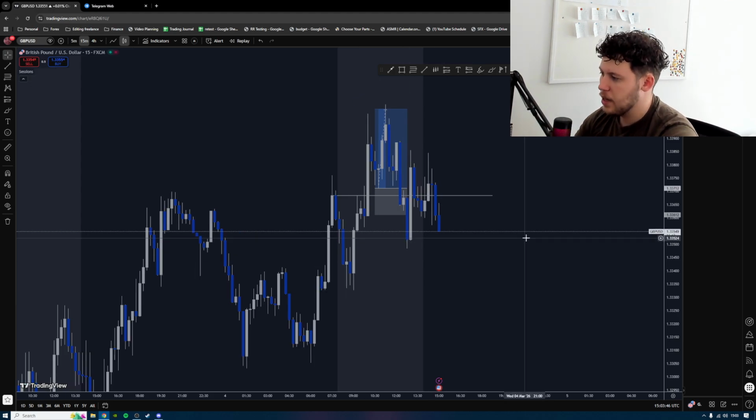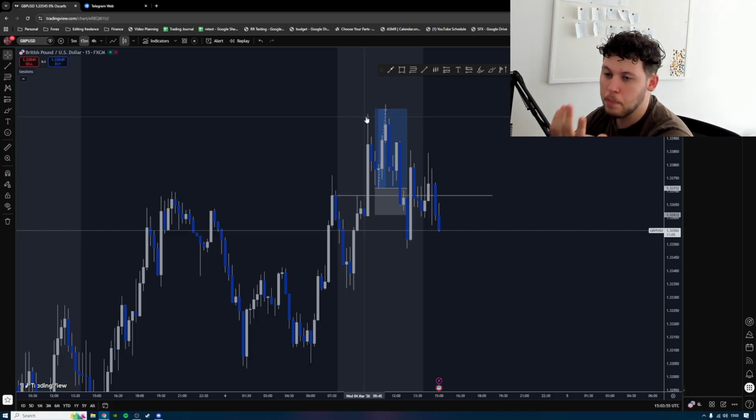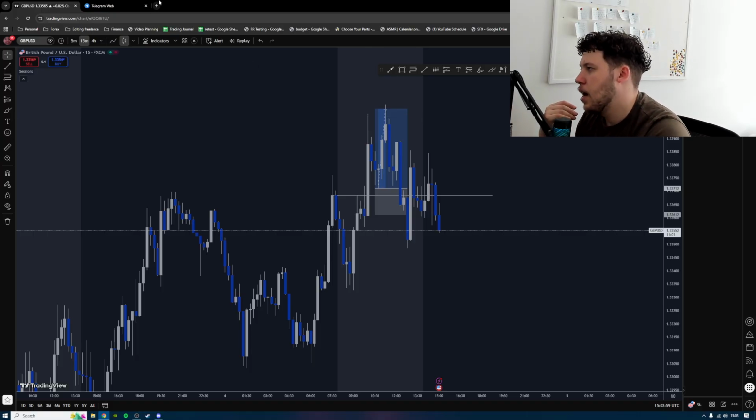If it breaks this low, then yeah, probably going to see a continuation to the downside after doing what I was speaking about, failing to break that wick and close above it. So that's something that we're going to continue to keep testing. If I pull it up now, you'll be able to see kind of where we're at.